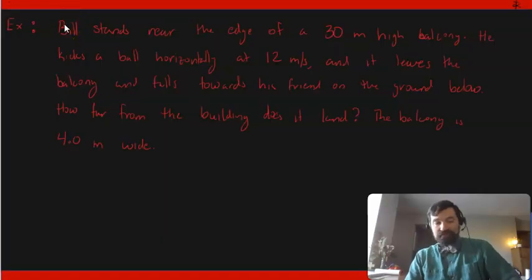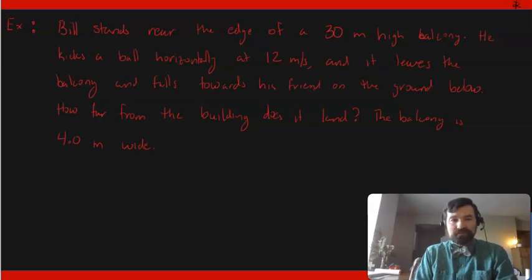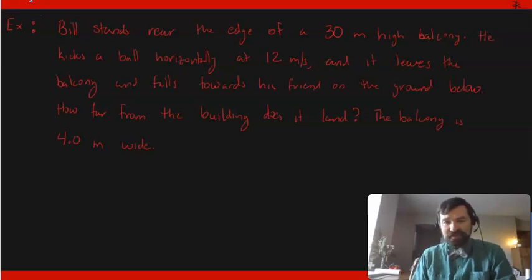Alright, so suppose that Bill is standing on his balcony out the side of some tall condominium, and his friend is on the ground below, and Bill kicks a ball horizontally so that it leaves the balcony and heads down towards where his friend is standing. We want to know how far away from the building the ball will land. So let's see what information we have.